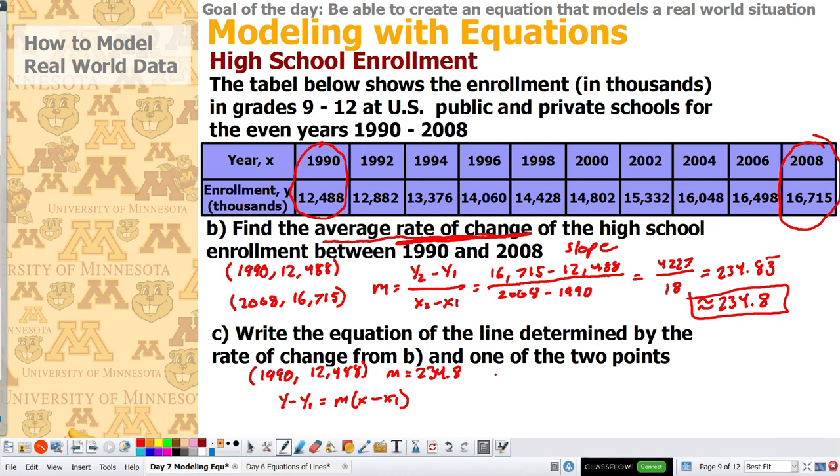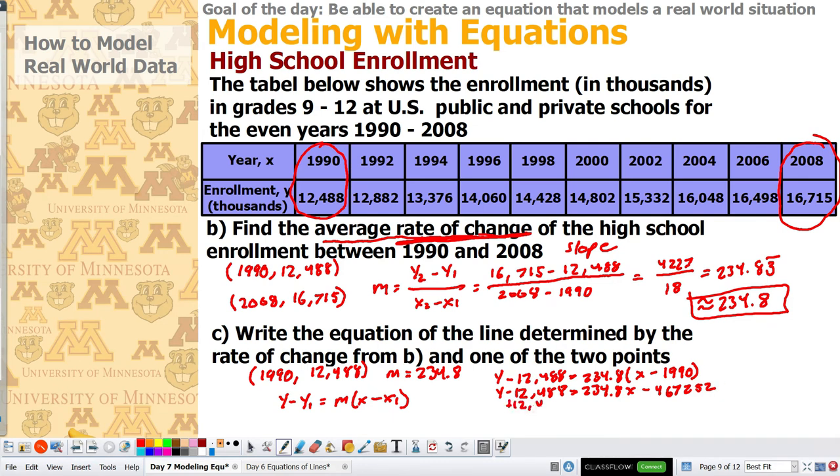So I have y minus 12,488 equals 234.8 times x minus 1990. All right, I'm going to distribute the slope inside. So we have y minus 12,488 equals 234.8x minus 467,252.